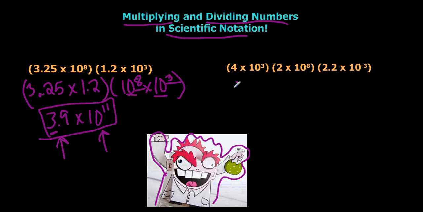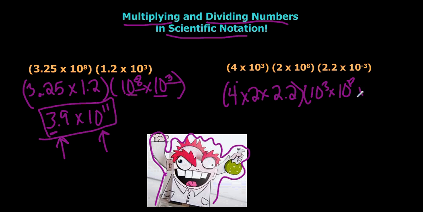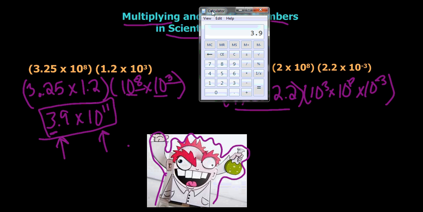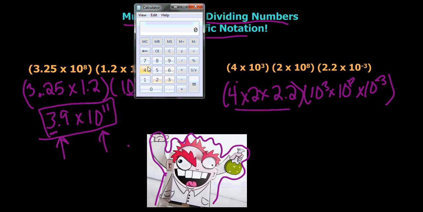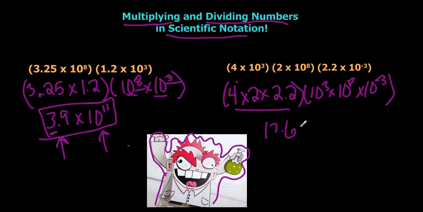Here we go. Now looking at the next one, I'm again going to rearrange and put all my coefficients together: my 4, my 2, and my 2.2. Then I'm going to group my exponents together with the same bases. Oh, super slick. So I'm going to multiply those three: 4 times 2 times 2.2. I probably could do that in my head, but because I'm a little lazy sometimes, I'm going to use the calculator. And that gives me 17 and 6/10 times, and now I just add my exponents over here.